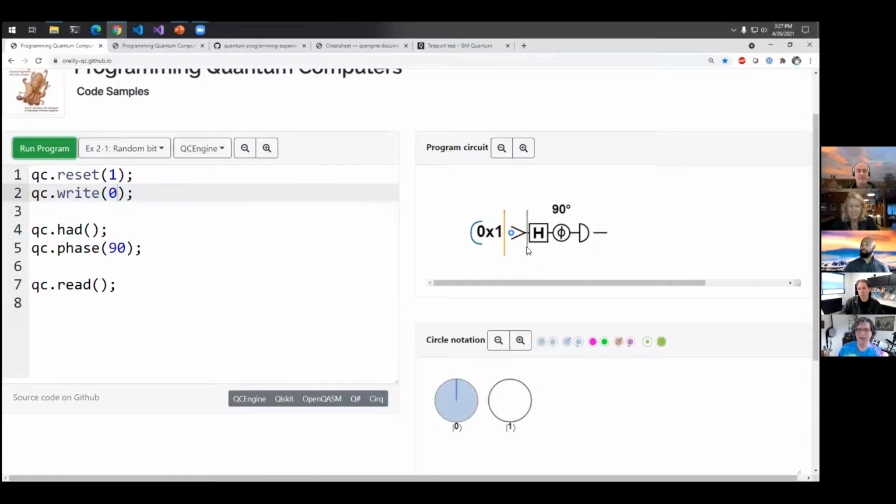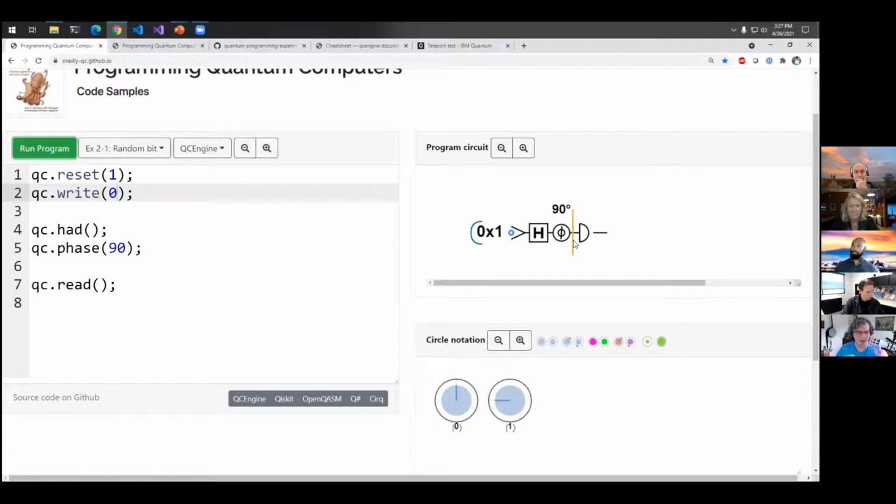Okay, so let's walk through this program where I write a 0, then I put it into a superposition. So we can see we have a 50-50 probability, again, between the 1 and the 0, but both of the angles are pointed straight up right now. If I do a phase 90, the 90 degrees is referred to as a relative angle. And so now, the straight up and down versus the one that's going this way are 90 degrees from each other.